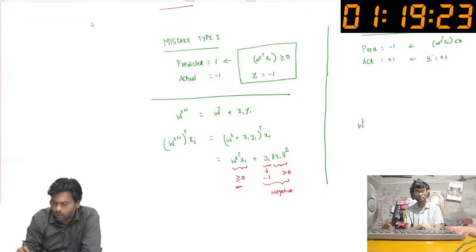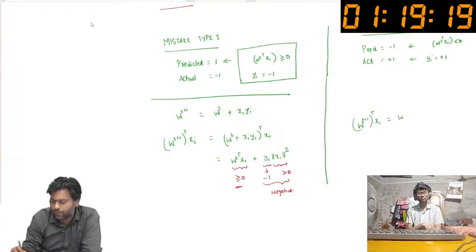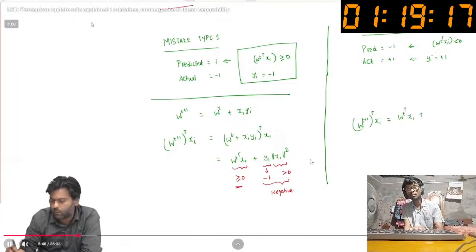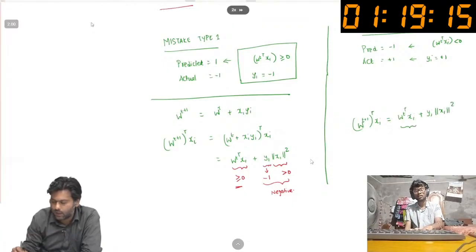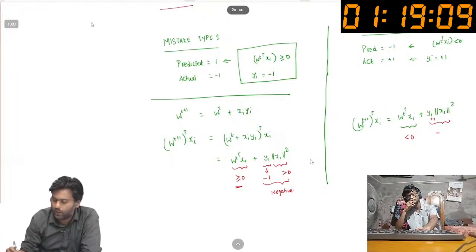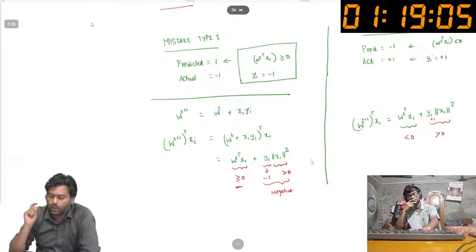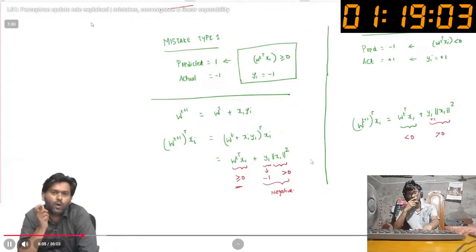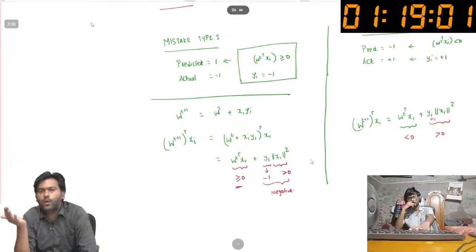So, here also, for the second mistake type, w_{t+1} transpose x_i is w_t transpose x_i plus y_i times norm of x_i squared, but now in this case, well, the first term is less than 0, whereas the second term, y_i is plus 1 now, and so the second term is greater than 0. So, now also the new w's dot product with x_i, you want it to be positive. The old w's dot product with x_i was negative.